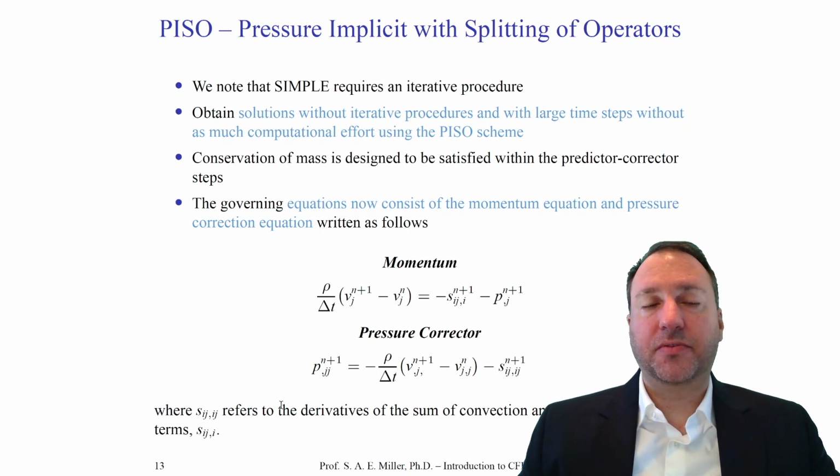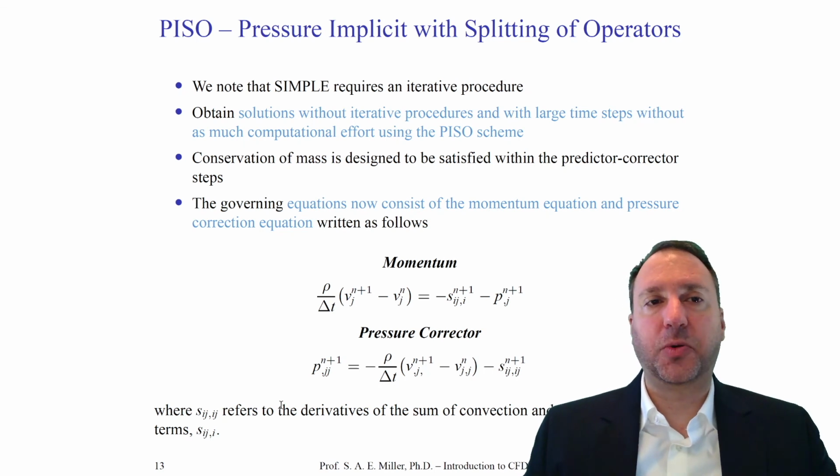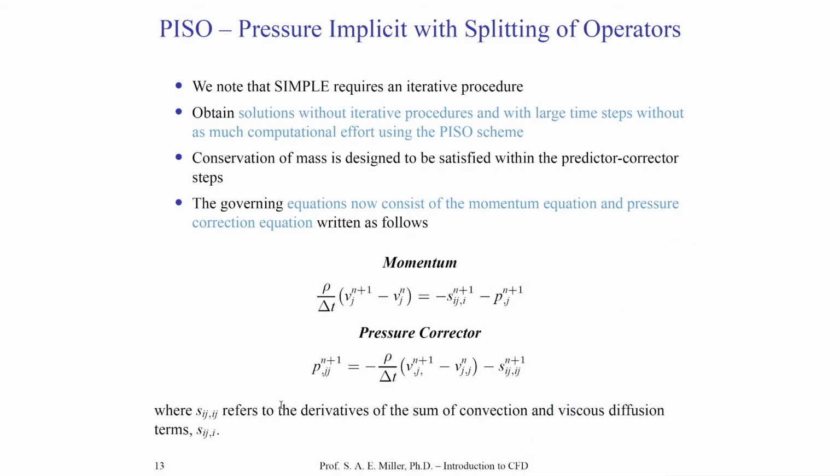What if we want to try and improve the method a bit and look at a truly implicit method, which might, of course, have better stability characteristics for incompressible schemes? So another incompressible solver is called PISO, which is the pressure implicit with splitting of operations. You'll see and have noted that SIMPLE requires an iterative procedure. So PISO will obtain solutions without iterative procedures and with very large time steps without much computational effort relative to the SIMPLE scheme and other schemes. This is why it's one very popular scheme to select in computational fluid dynamics.